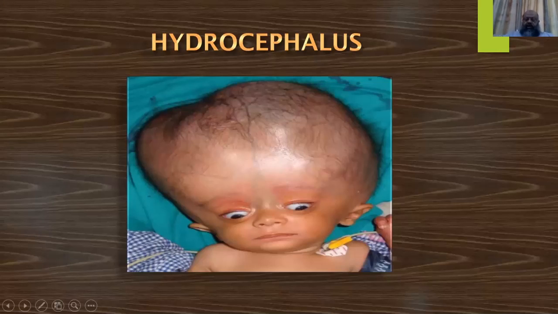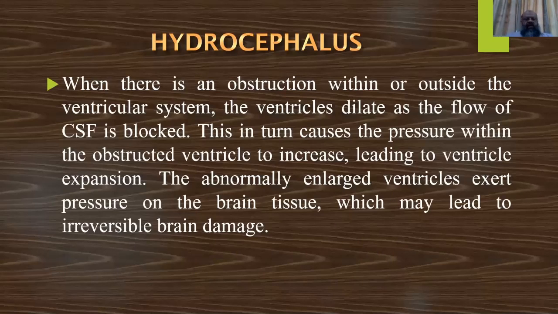Then is hydrocephalus. When there is an obstruction within or outside the ventricular system, the ventricles dilate as the flow of CSF is blocked. This in turn causes the pressure within the obstructed ventricles to increase, leading to ventricular expansion. So nowadays we have replaced the term hydrocephalus with ventriculomegaly, and we have its types, which are mild, moderate, and severe. But still, for ventriculomegaly, the common term which is used is hydrocephalus, meaning large head with water inside.